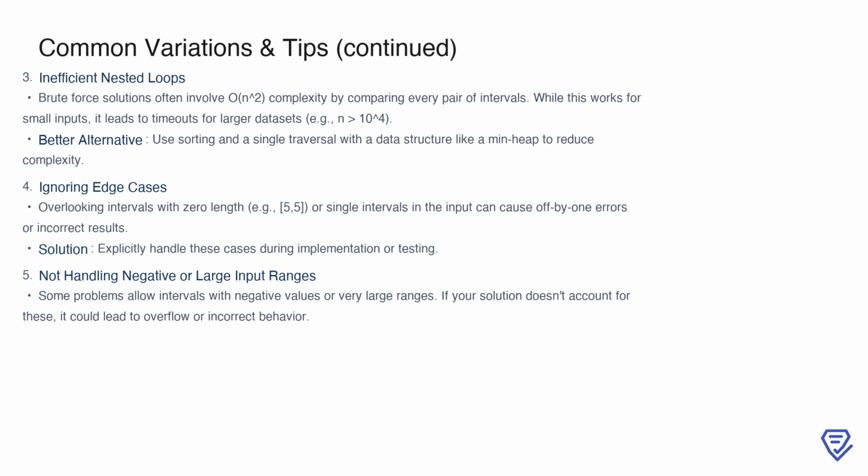Additionally, edge cases can often trip up solutions. For instance, intervals with zero length, such as 5, 5, or inputs containing just a single interval are easy to overlook, leading to off-by-one errors or incorrect results. To avoid this, make it a habit to explicitly account for such cases during coding and testing.